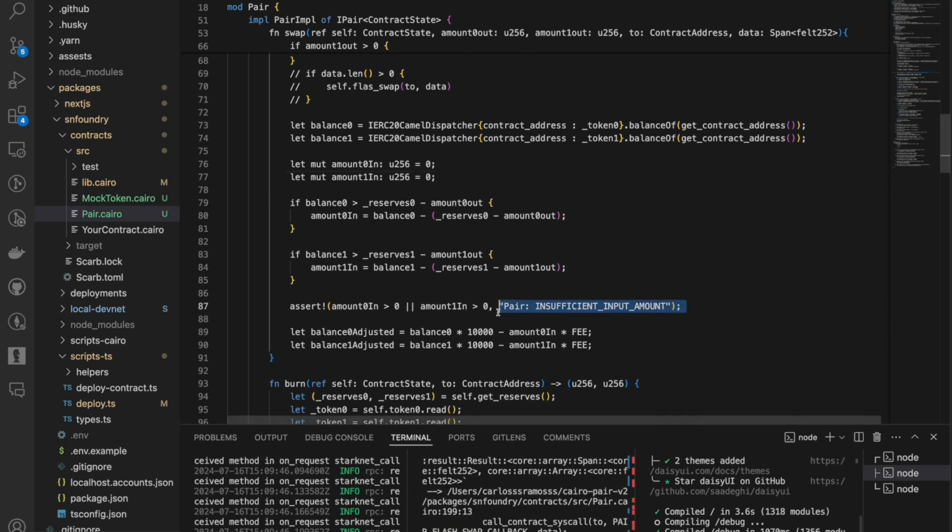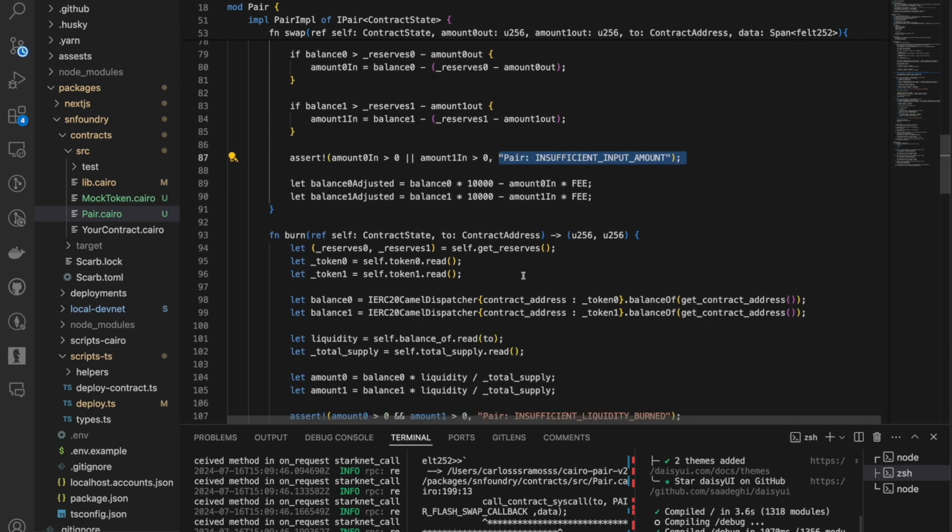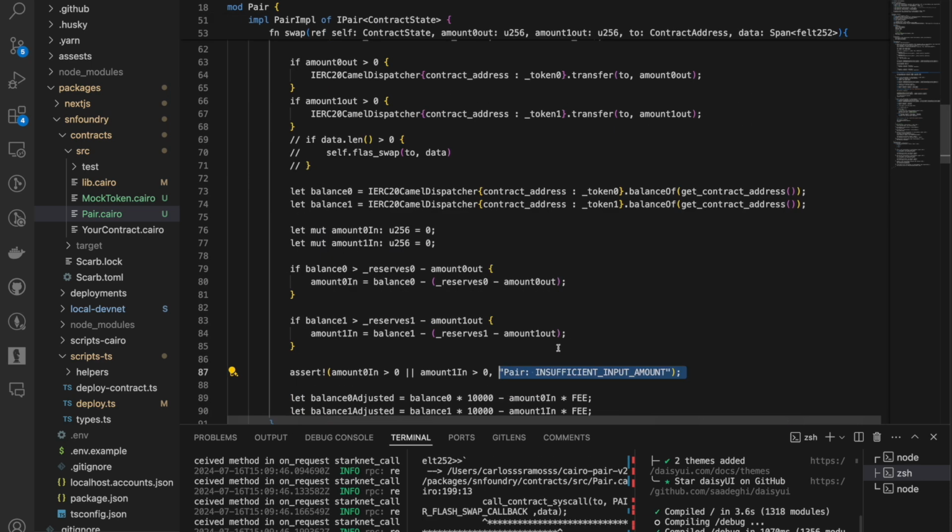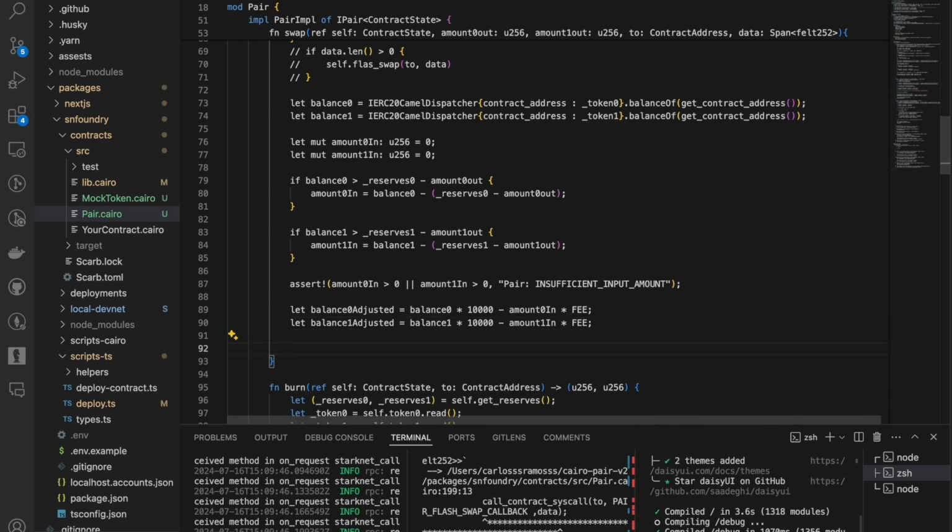Okay, this is good, this is working. Finally, let's assert the K. So this is what it's all about: keeping track of the K and making sure this is at least constant if there is no fee.